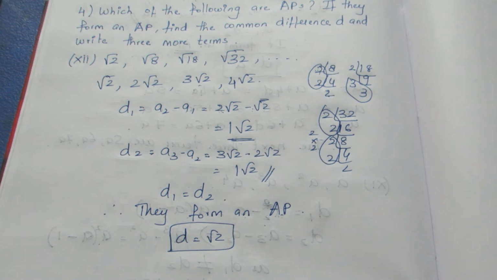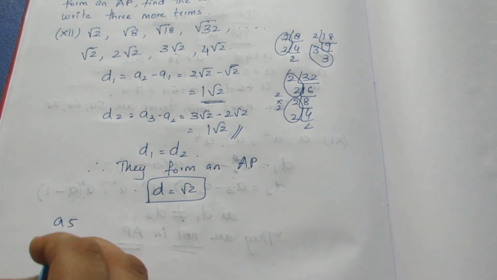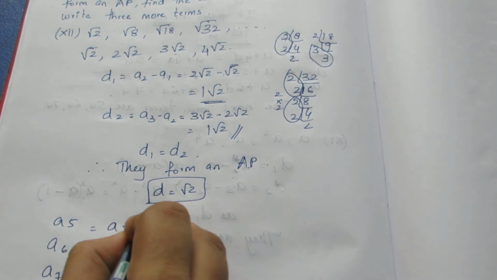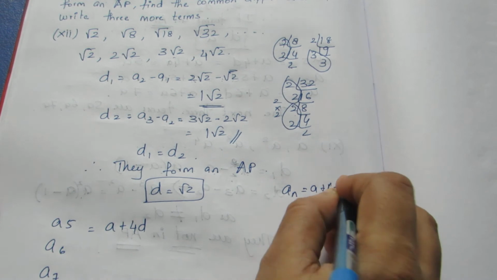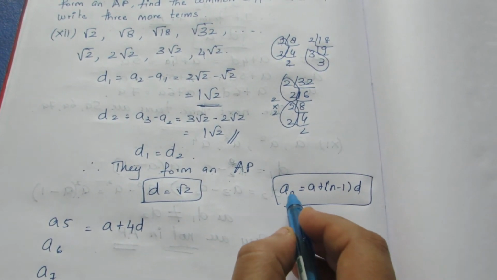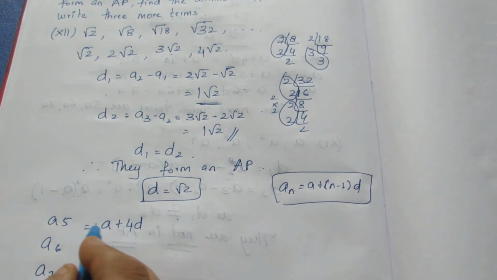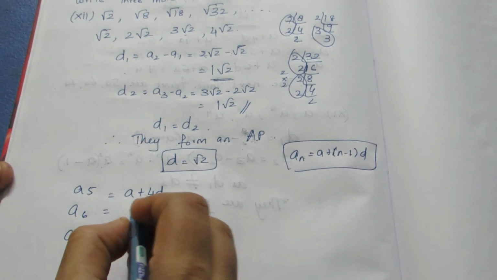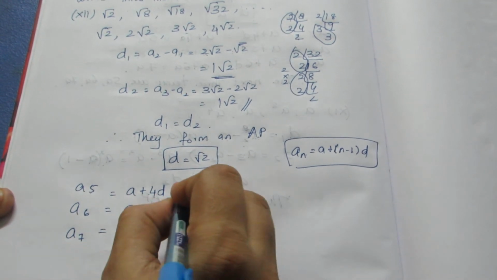We need to find the next 3 terms, that is A5, A6 and A7. A5 is nothing but A plus 4 into D, as the AN formula is equal to A plus N minus 1 into D. Here if we substitute 5 to find A5, 5 minus 1 will become 4D. So A plus the preceding number of this into D. Now for 6 it is A plus 5 into D. For 7 it is A plus 6 into D.